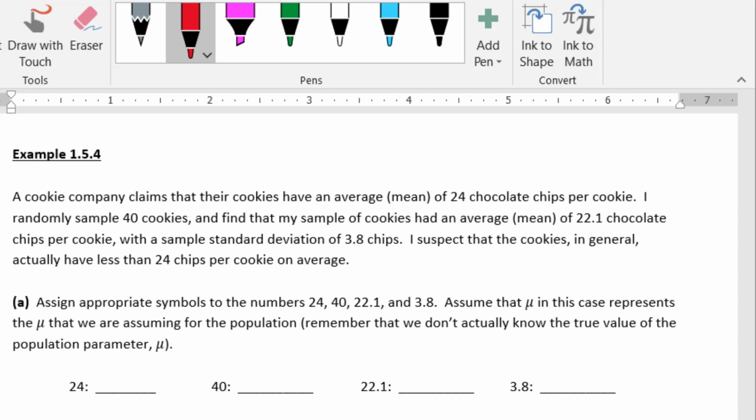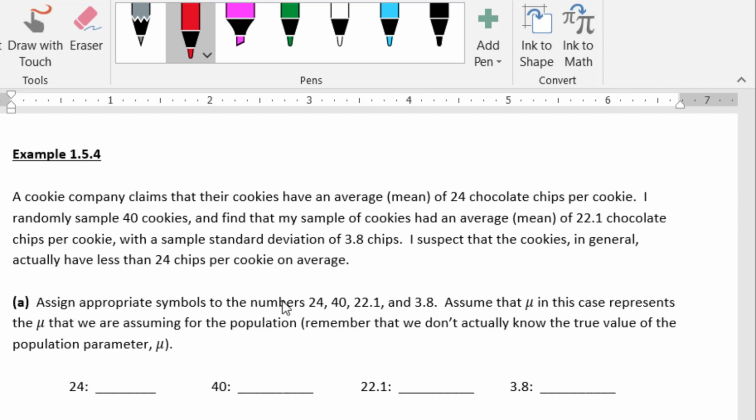We're going to go through an example from the book. It reads as follows. A cookie company claims that their cookies have an average of 24 chocolate chips per cookie, so a mean of 24 chocolate chips per cookie. I randomly select 40 cookies. I find that my sample of cookies has a mean of 22.1 chips per cookie and a sample standard deviation of 3.8. I suspect that the cookies actually have less than 24 chips per cookie on average.